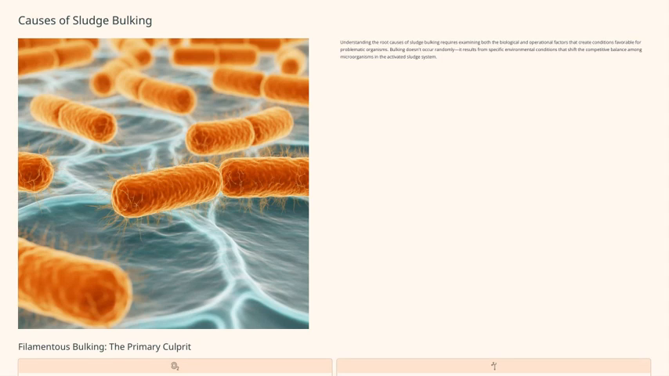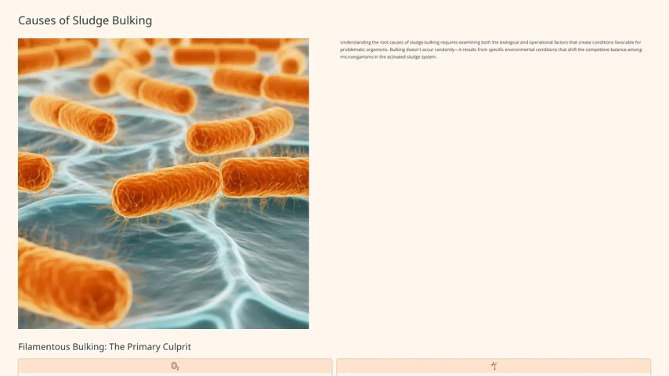Let's now look into the causes of sludge bulking, which is essential for understanding how to prevent it. Bulking doesn't happen randomly. It results from specific biological and operational factors that create favorable conditions for problematic microorganisms. Essentially, it's about environmental conditions shifting the competitive balance among microbes in the activated sludge system.